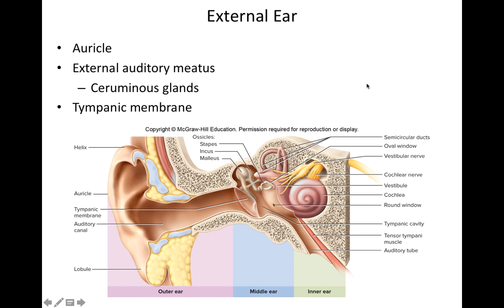That leads to the tympanic membrane, which is more commonly known as your eardrum. This is a very thin piece of tissue that is going to vibrate when the energy that is in sound waves travels down into it. The job of the external ear is to be a funnel. It is to take these sound waves that are out here and funnel them down to the tympanic membrane.